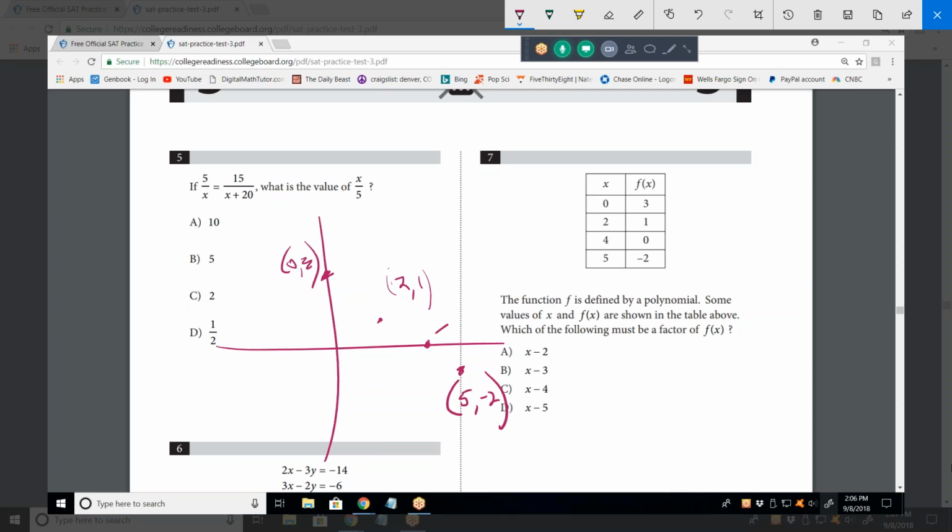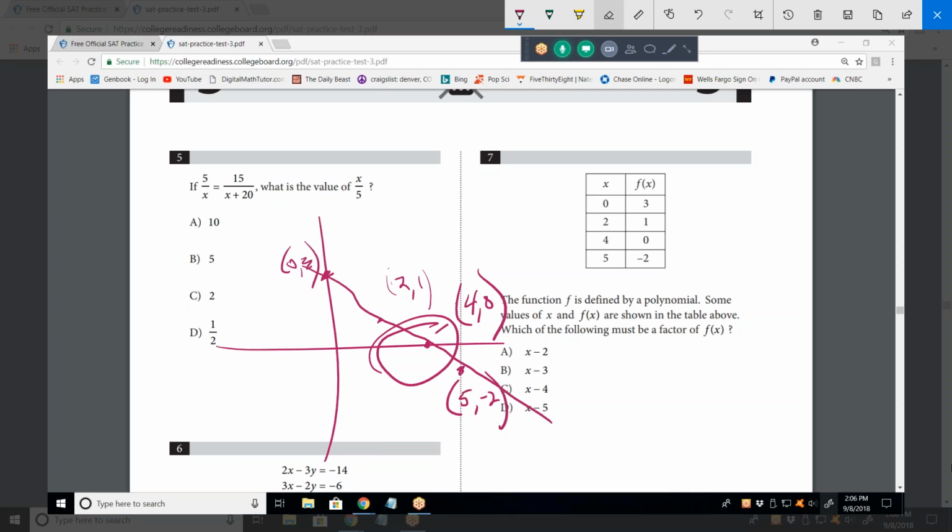This is the key point right here. Now, I can connect those dots if you like. It appears to be a straight line. That's fine. But what do we know? Even if this was a curved line, what would we know one of the factors has to be, based on that point right there? X minus 4.